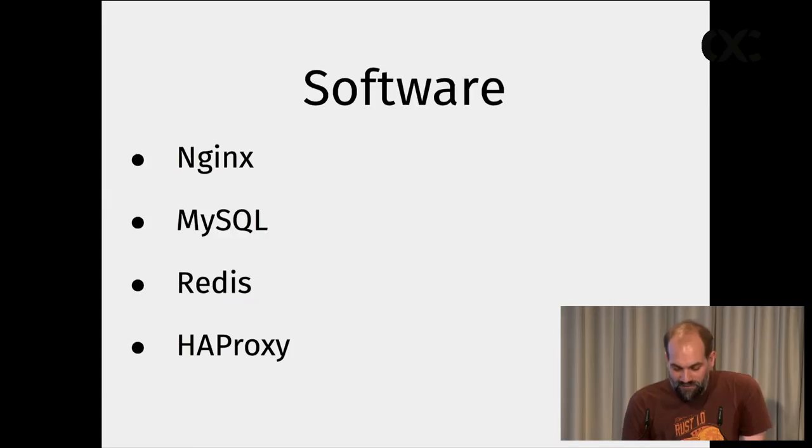Lua is always first. Full software: Nginx, MySQL, Redis, and HAProxy. They need minor patches because sometimes they don't know NetBSD. Usually they rely on a Linux or FreeBSD feature. You need to make sure that you actually port them to NetBSD, but that's not a rumprun problem.